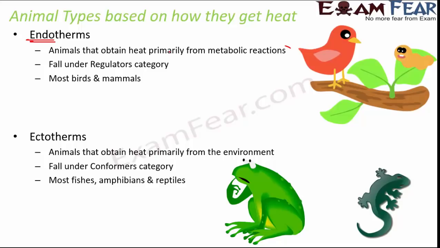Ectotherms are animals that obtain heat primarily from the environment. So from outside, they are taking heat. So they are ectotherms. Ecto means outside, and they fall under the conformers category. Examples are fishes, amphibians, and reptiles.